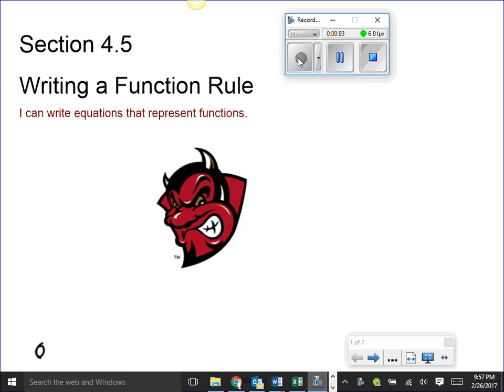Okay, today we're going to be looking at a video and you're going to be doing some guided notes, so please follow along, take the notes as we're going. So hopefully by the end of this section here you can say that I can write equations that represent functions.